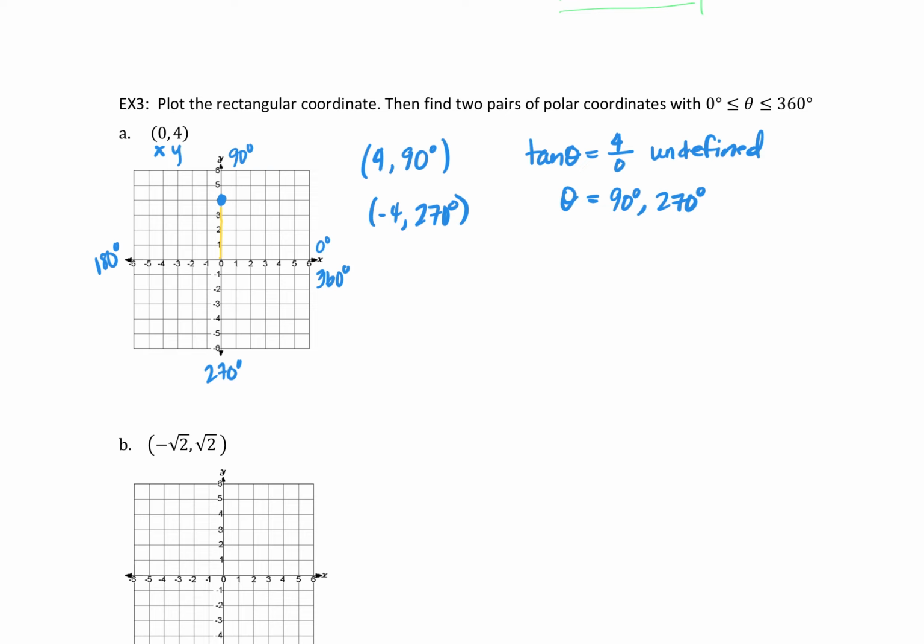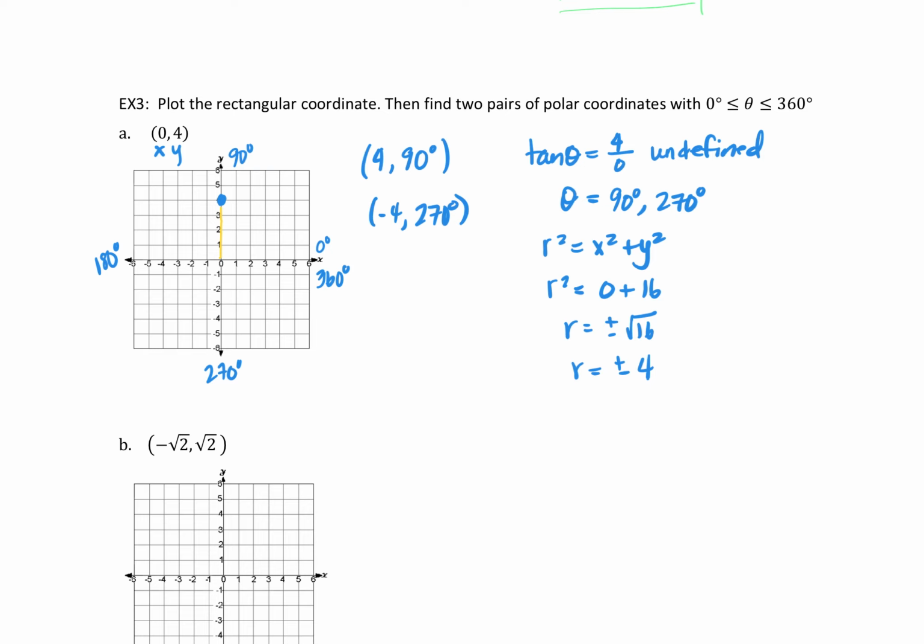So then what I would do is I would use the fact that r squared is equal to x squared plus y squared. So I know that r squared is equal to x, which is 0, so that's just 0, plus y, which is 4, squared, so that would be 16. Since r squared is equal to 16, I know that r is going to be equal to plus or minus the square root of 16. So r is equal to plus or minus 4.